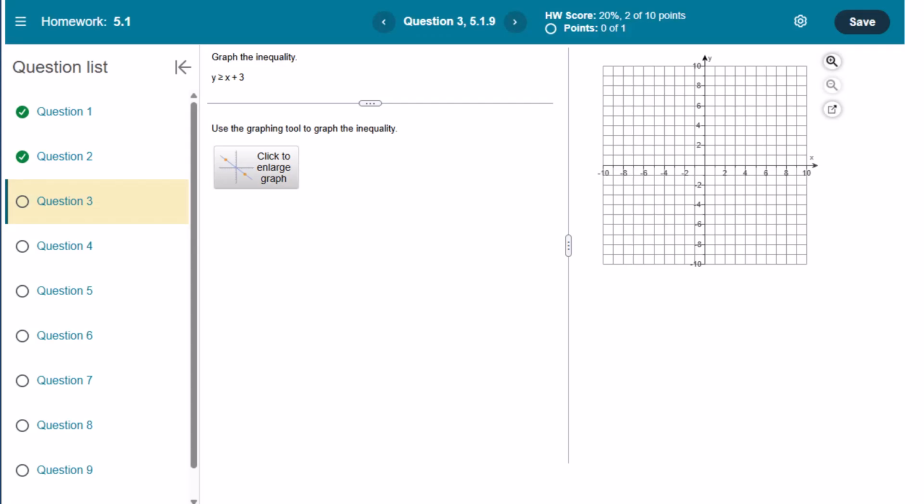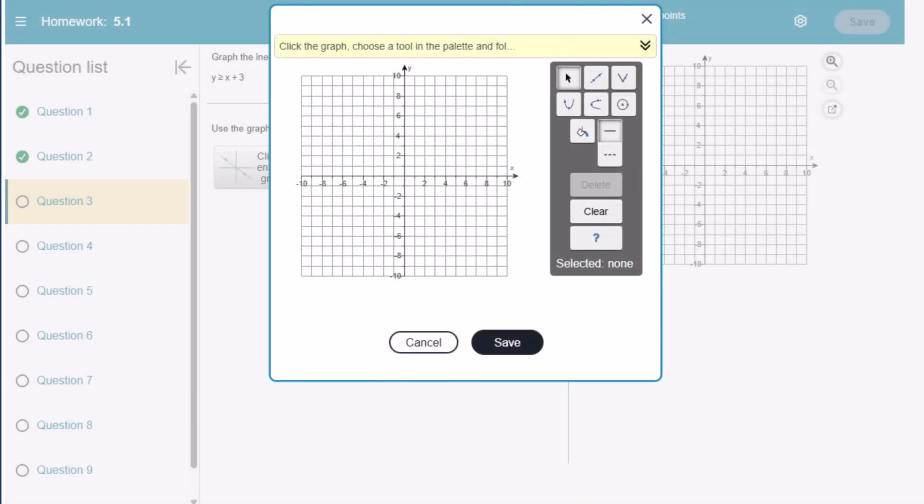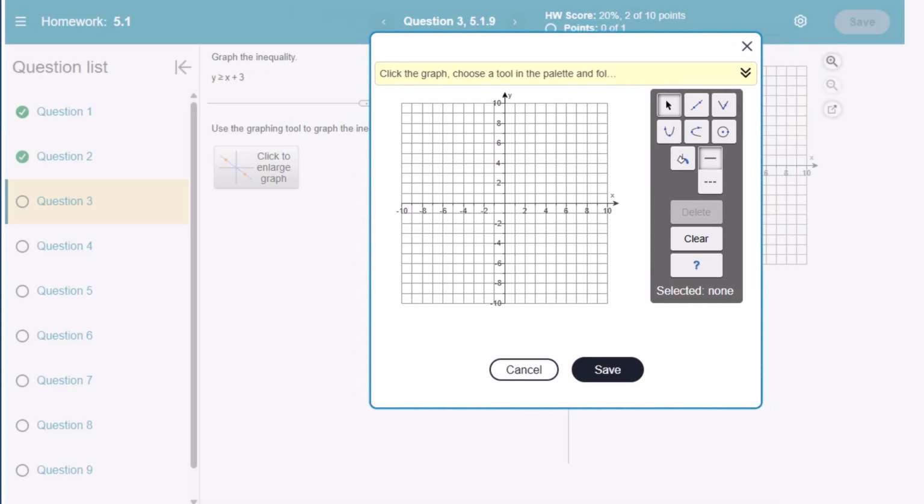All right, now in this next question, they actually want me to graph the inequality on the graph here. And so let's click this and see, what do I see there? Well, I see a pointer, a line tool that needs 2 points, a V, we don't need that, a U, don't need any U's or circles. We've got a painting thing, we'll see how to use that in a moment. We've got a solid line or a dotted line. Notice the inequality has an equal. So when we graph the line, it's going to be a solid line.